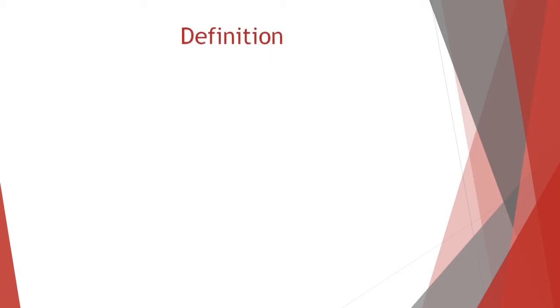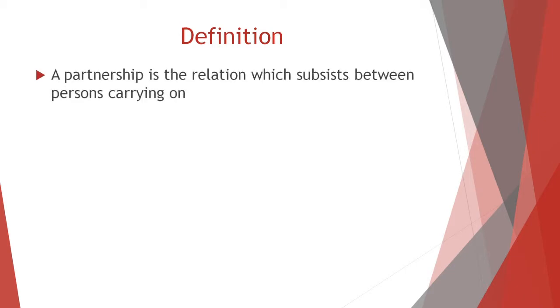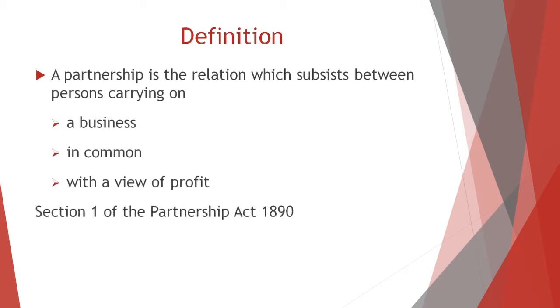So let's start with definition. Section 1 of the Act defines partnership as follows. A partnership is the relation which subsists between persons carrying on a business in common with a view of profit. It follows that there are three elements to a partnership. It's the relationship which subsists between persons carrying on a business in common with a view of profit.